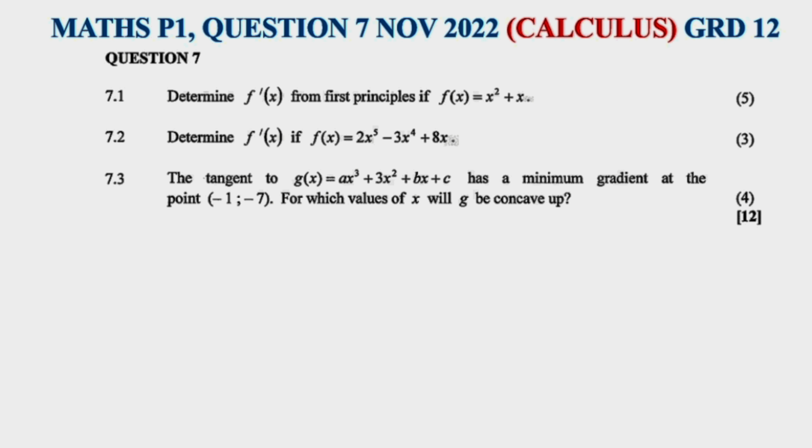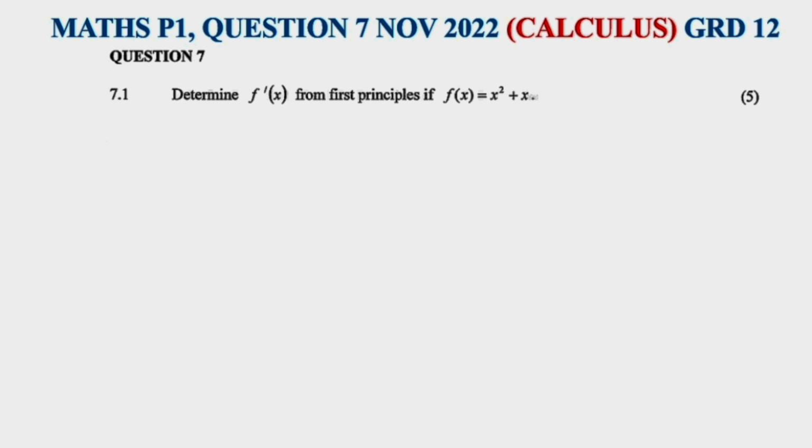Right, so now let's go ahead and deal with 7.1. It's saying right here the formula. If you go to your formula sheet, you will see this formula that says the limit as h approaches 0 of f of x plus h minus f of x, all over h. Okay, great stuff, all over h.